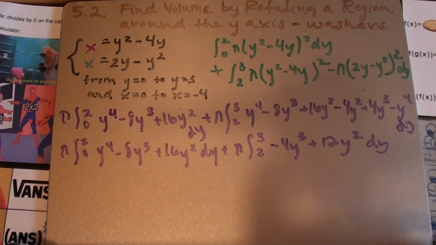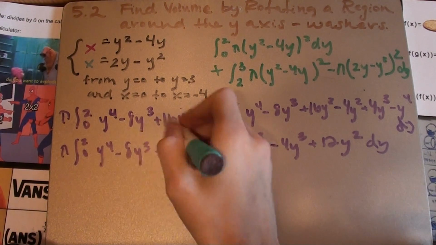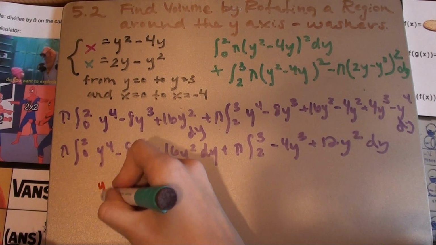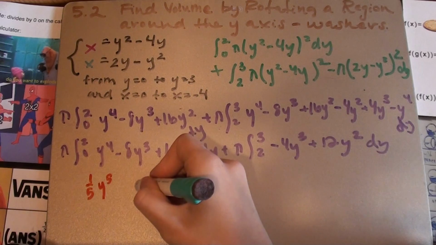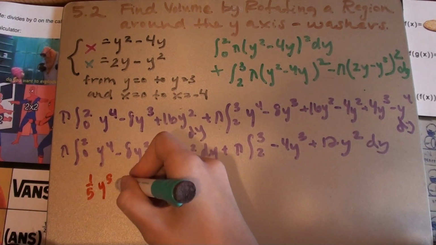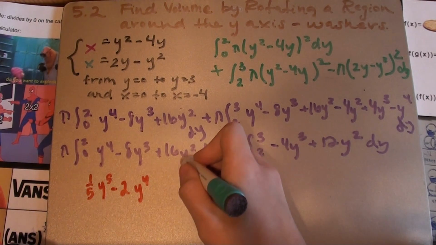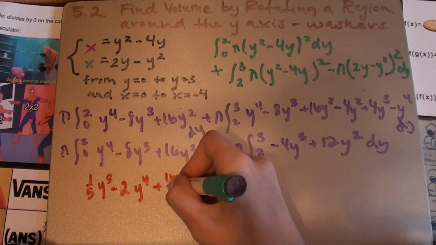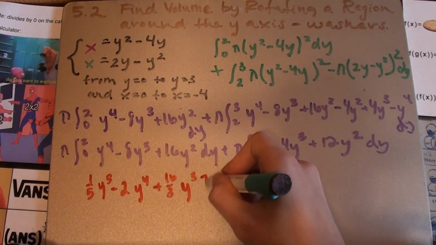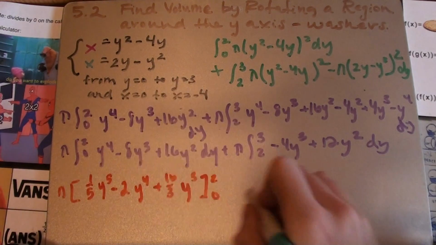So now that we have two nice simplified integrals, we're going to actually integrate our work. When we integrate our first integral, we're going to get y to the fifth, multiplied by the reciprocal, 1/5, out in front. We're going to do y to the fourth divided by 4, so we get minus 2y to the fourth. We add 1 to our exponent here, so we get y cubed, plus 16 over 3 when we multiply by the reciprocal. And remember, that's within our bounds, 0 to 2, and we're multiplying by pi.